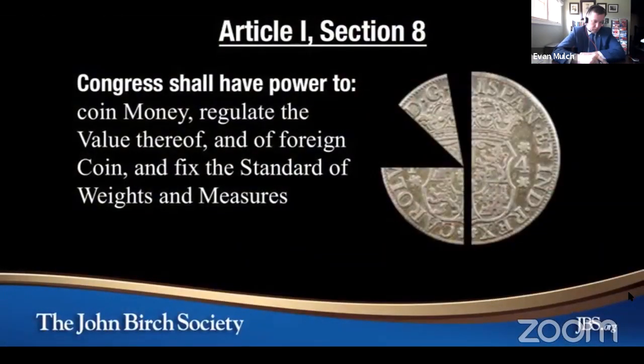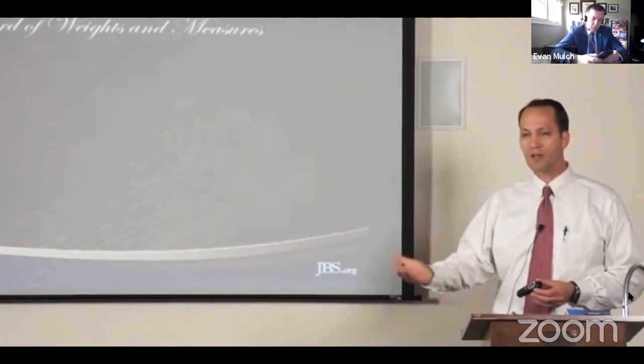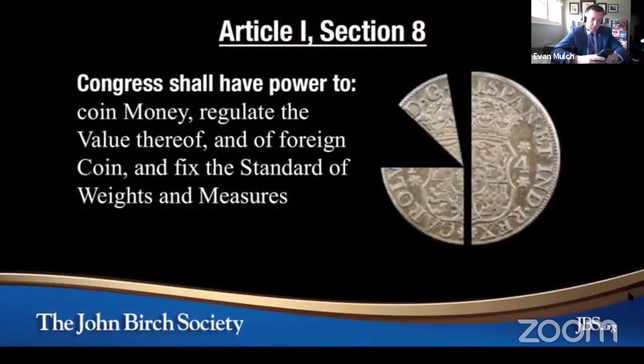You see that there? It also says to regulate the value thereof and of foreign coin and fix the standard of weights and measures. Let's go ahead and take these in reverse. The last one first. Congress has the power to fix the standard of weights and measures. That one's very uncontroversial. Very simply, Congress sets up a standard of trade so that 50 pounds of wheat from one state is the same quantity as 50 pounds of wheat from another, and so on, so that we'll have uniform measurements for trade across our entire country. Very simple.